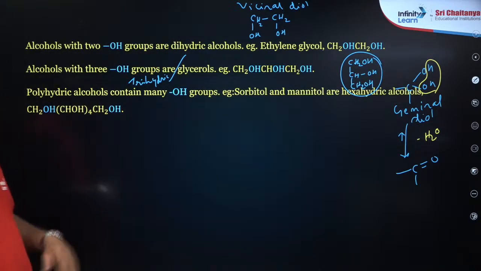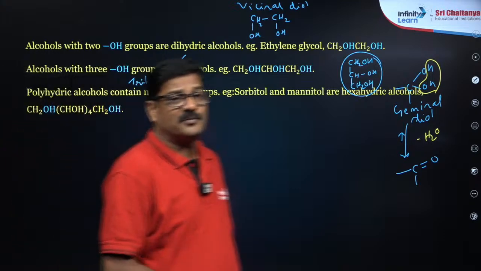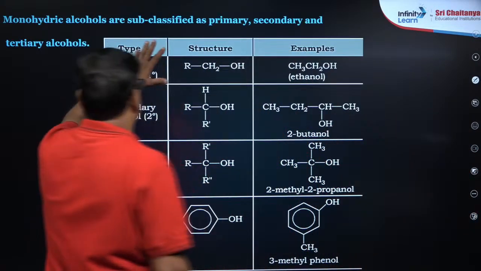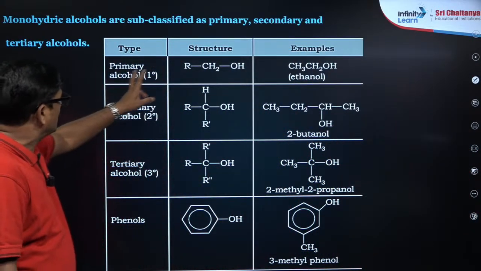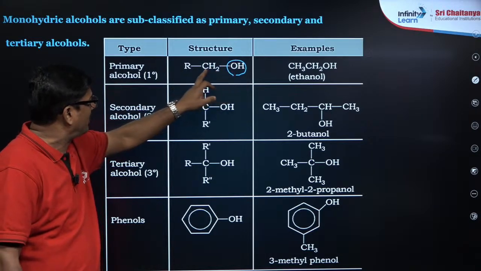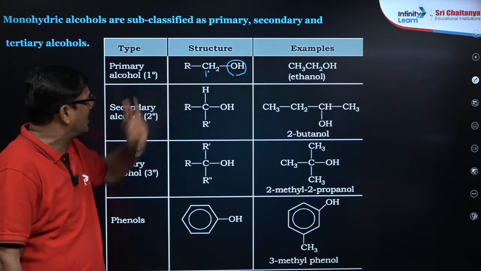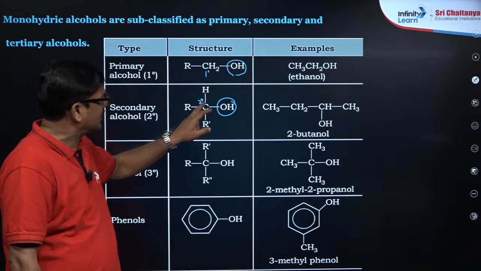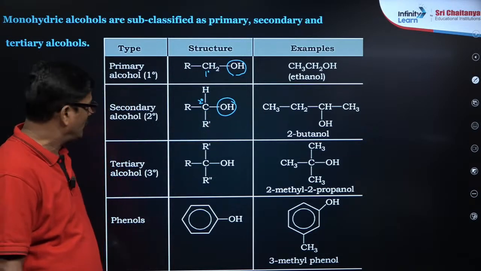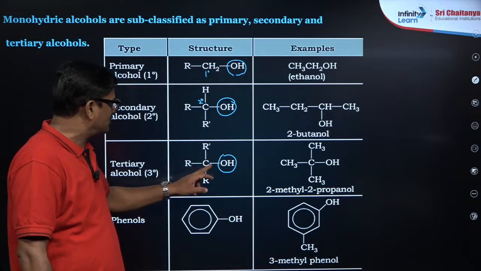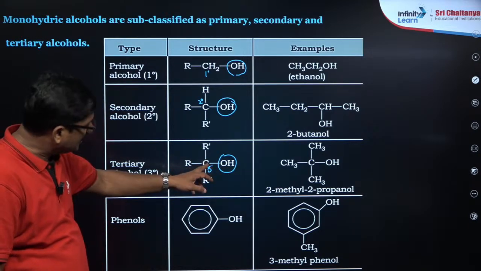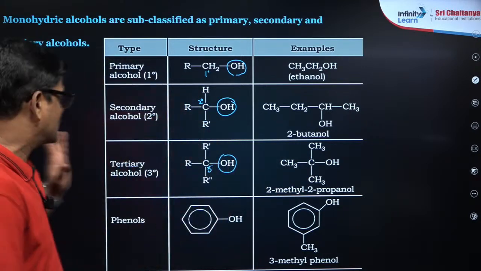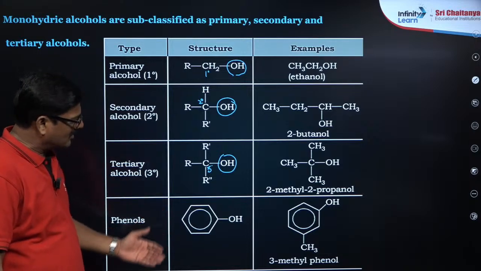So for polyhydric alcohols, you can say glucose is an example of a polyhydroxy alcohol, and monohydric alcohols are subclassified as primary, secondary and tertiary alcohols. If the OH group is attached to a primary carbon, it is called a primary alcohol. If the OH group is attached to a secondary carbon, it is called a secondary alcohol, for example butan-2-ol. If the OH group is attached to a tertiary carbon, it is called a tertiary alcohol; 2-methylpropan-2-ol is the example. Suresh Rajput, hope you are understanding clearly. That's good. And phenols, aromatic alcohols, 2-methylphenol.